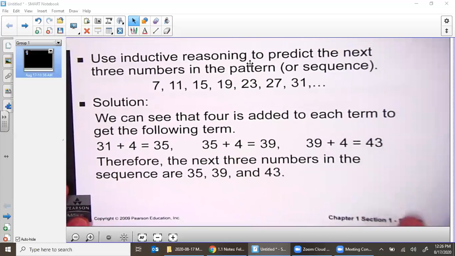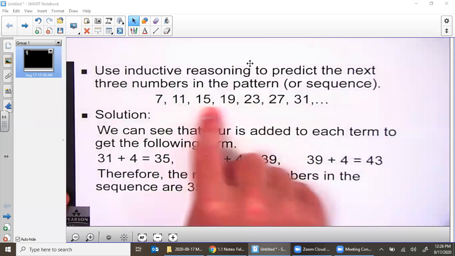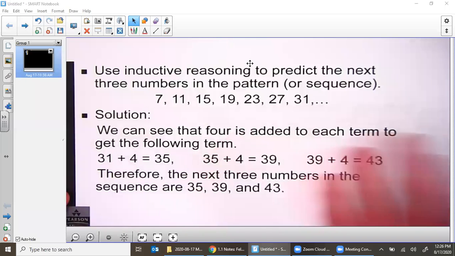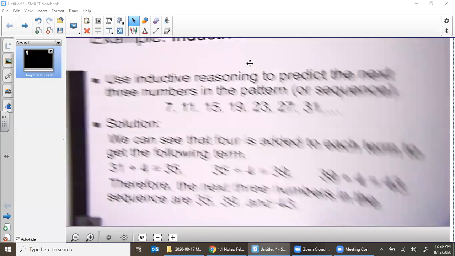All right, so there's going to be several homework questions that give you a little pattern of numbers, and your job is to give me the next 3 or 4 numbers that come in the sequence. Okay.